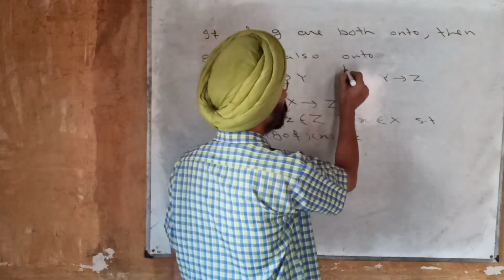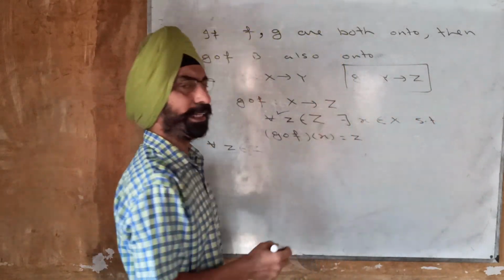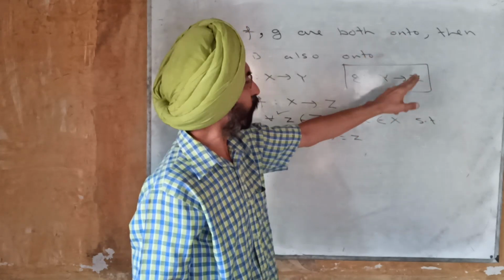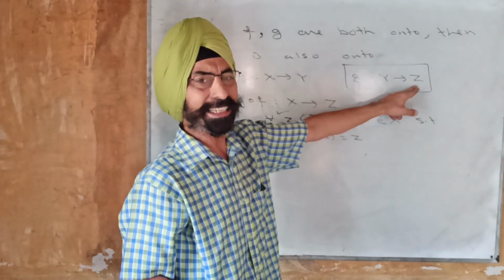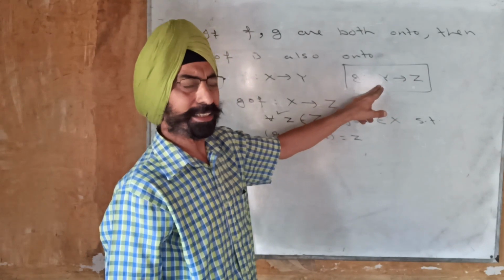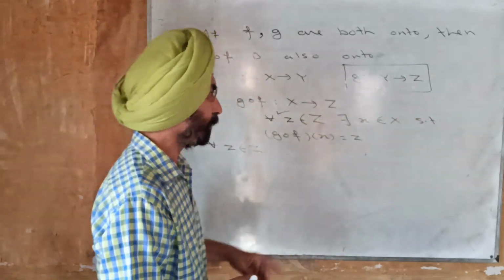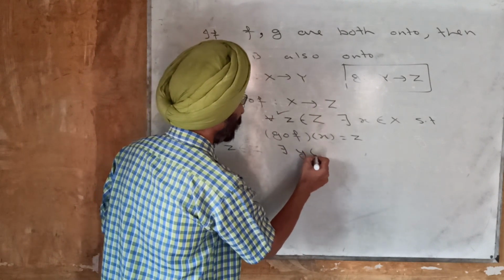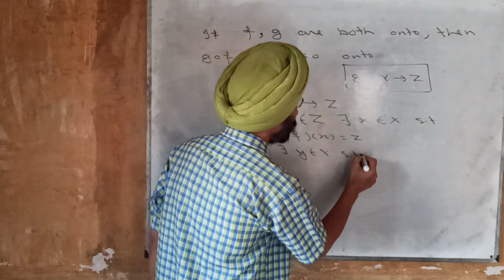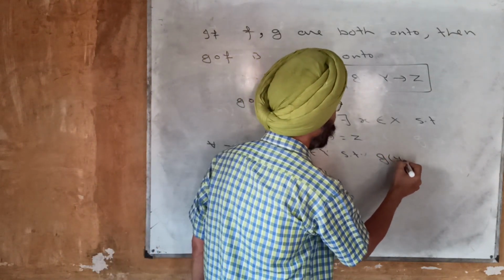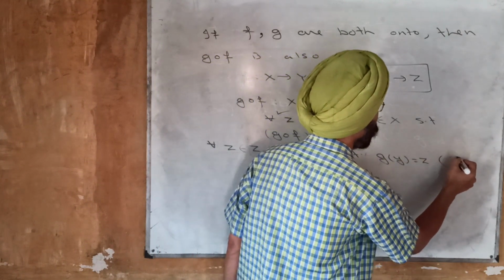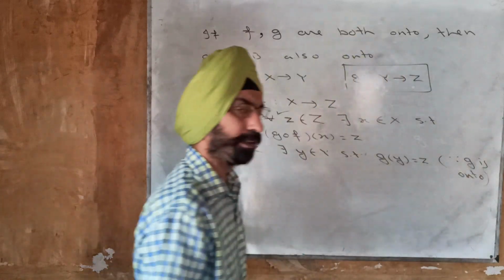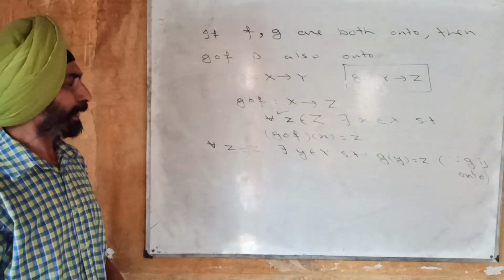Now look at this function g. G from y to z is onto. So for every z belonging to this z, there must be some y here such that g of y is equal to z because g is onto. So there exists some y in y such that g of y is equal to z. It is because g is onto function.